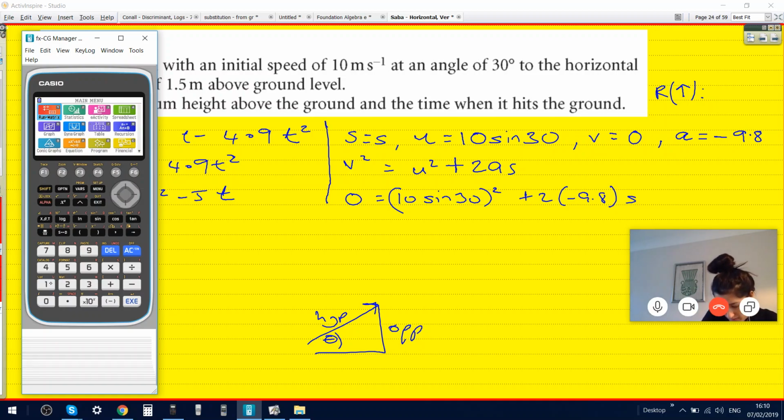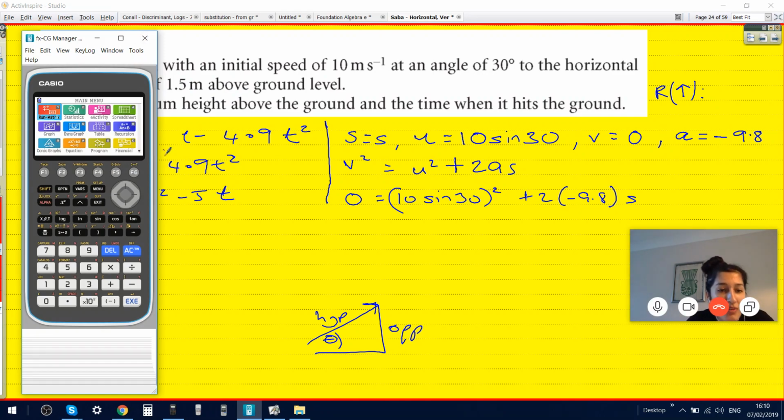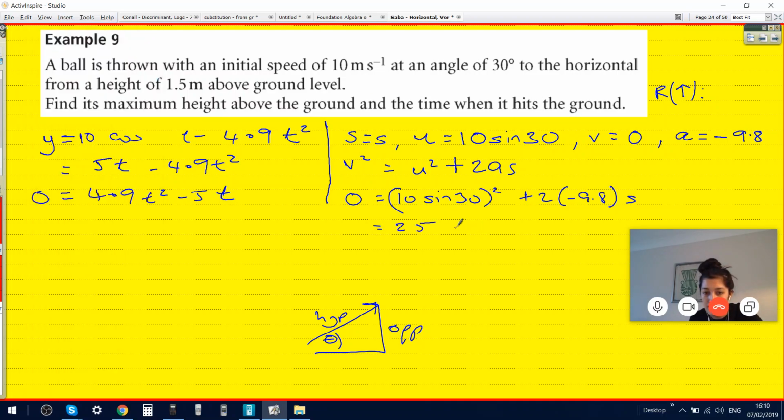What's the normal mode for your calculator? Degrees. I think it's crashing or something. It's not working properly. What was 10 sine 30? 5. Okay, so that's 25 minus 4.9s. No, minus 19.6s. And so, solve it. S equals 1.28.